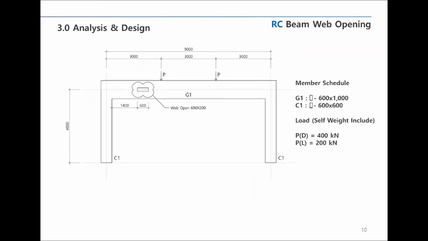So let's move on to analysis and design. This is an example to be analyzed. The span is a 9-meter rigid frame, and the load P is applied at the point 3 meters from the end. The external opening of the beam is 600 by 200 and located at the point 2 meters from the center line of the end. The size of the girder is 600 by 1000 and the size of the column is 600 by 600.